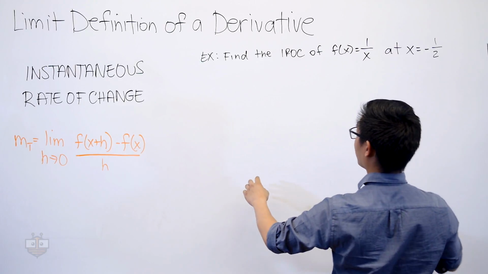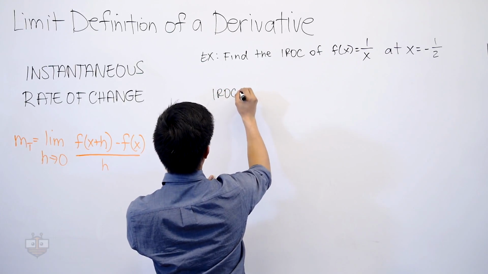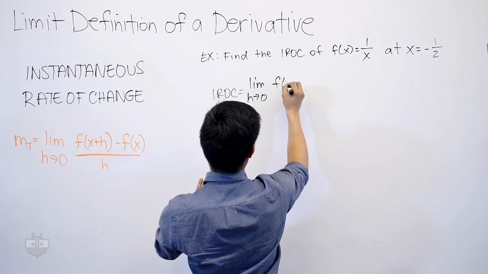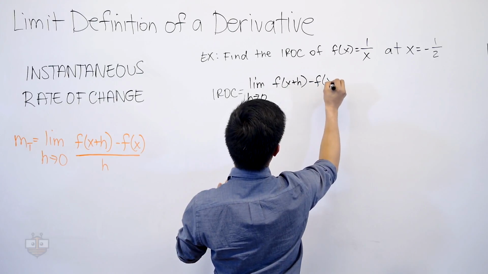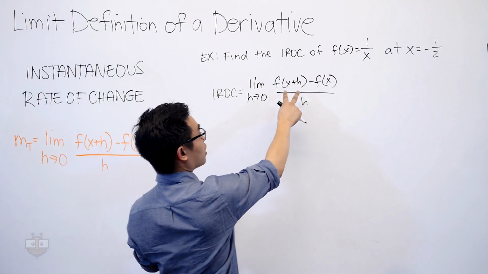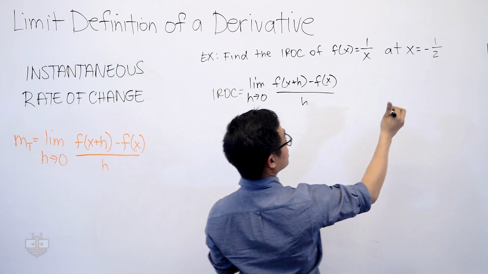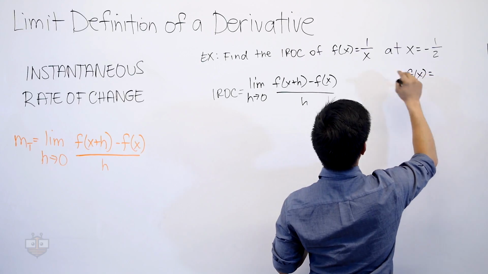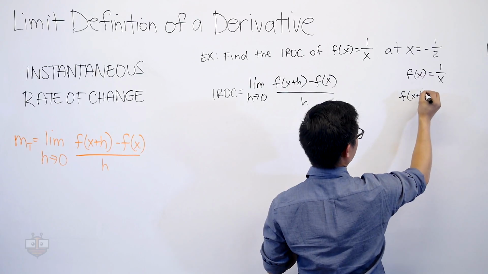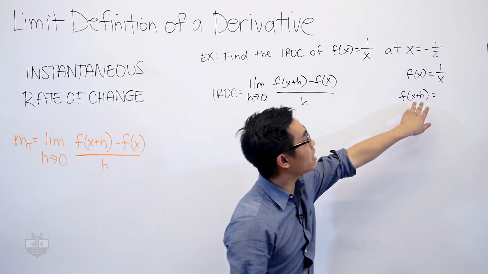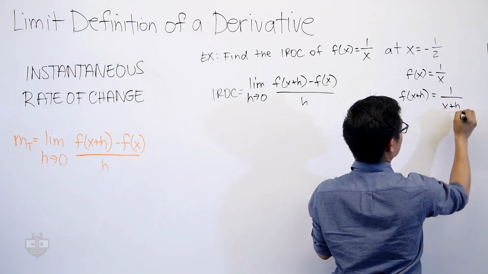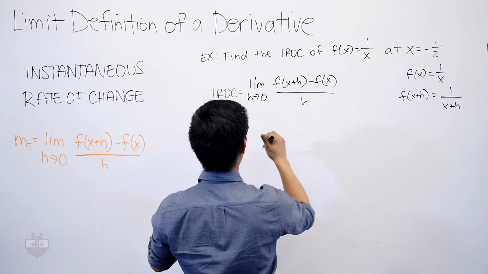So we'll use this formula that the IROC, or instantaneous rate of change, is equal to the limit as h approaches 0 of f at x plus h minus f at x, all over h. In order to sub in here, we need to find out what f at x plus h is and what f at x is. So f at x is, it's given to us, 1 over x. F at x plus h, what does that mean? It means take x plus h and sub it in for x. So wherever there was an x, instead in that place, put x plus h. So now we can put that into our formula.